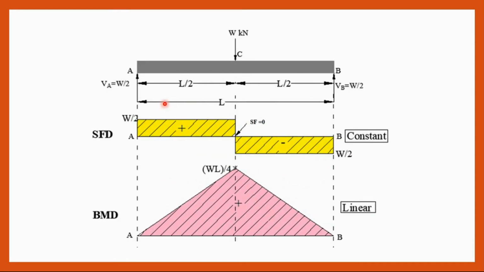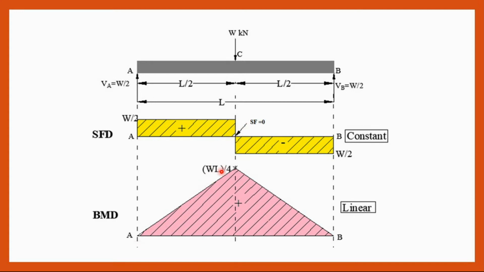For a simply supported beam of span L having supports at A and B, subjected to W kilonewton at the center, the support reactions will be W by 2 and W by 2. Shear force diagram will be constant, having the positive shear force W by 2 and the other half will be minus W by 2. The shear force changes its sign from positive to negative. So, this point will be shear force is equal to 0.